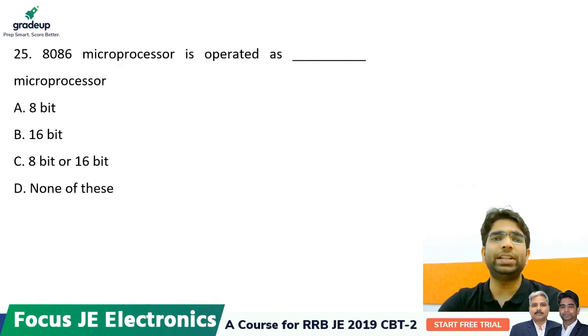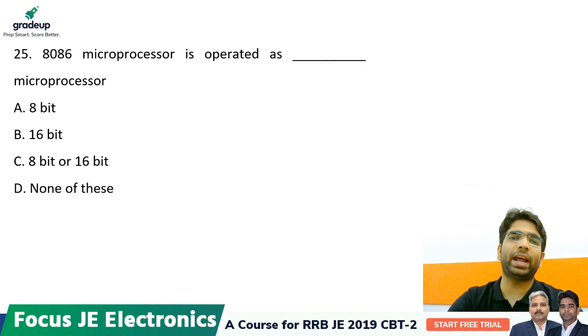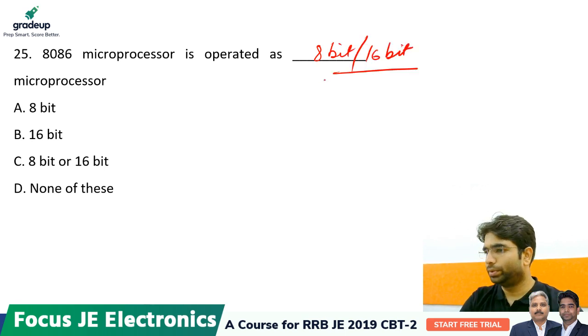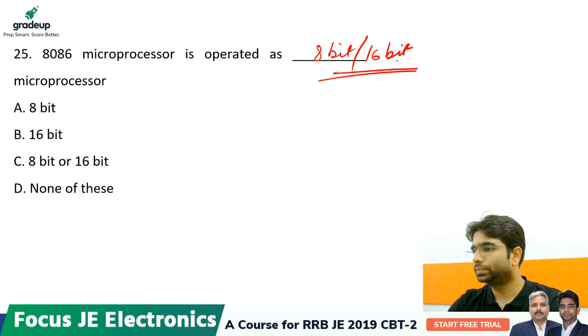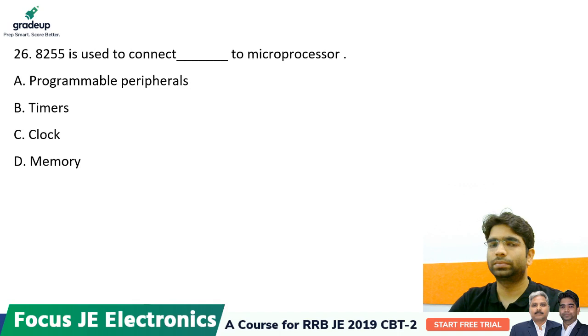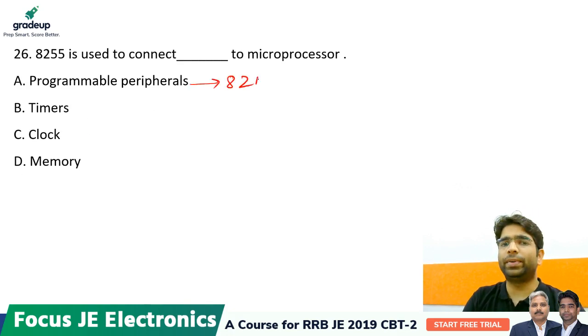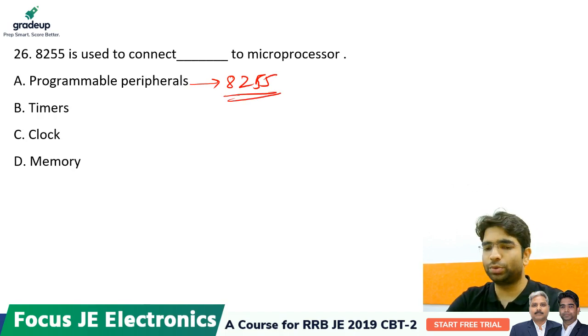Now, 8086 microprocessor is operated as 8-bit as well as 16-bit, both. I already told you that. 8255 is used to connect programmable peripherals. 8255 is actually the programmable peripheral interface. It is used to connect the programmable peripherals to the microprocessor.